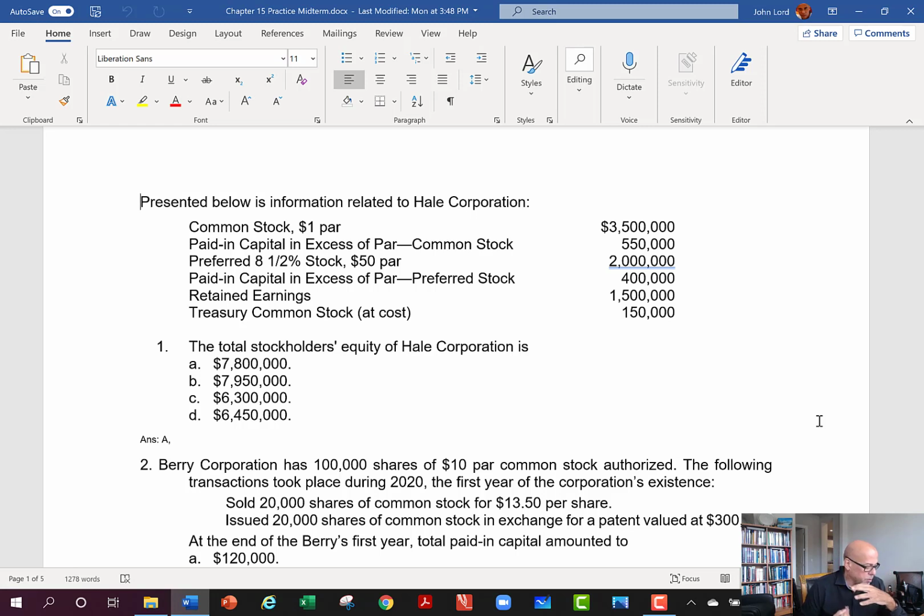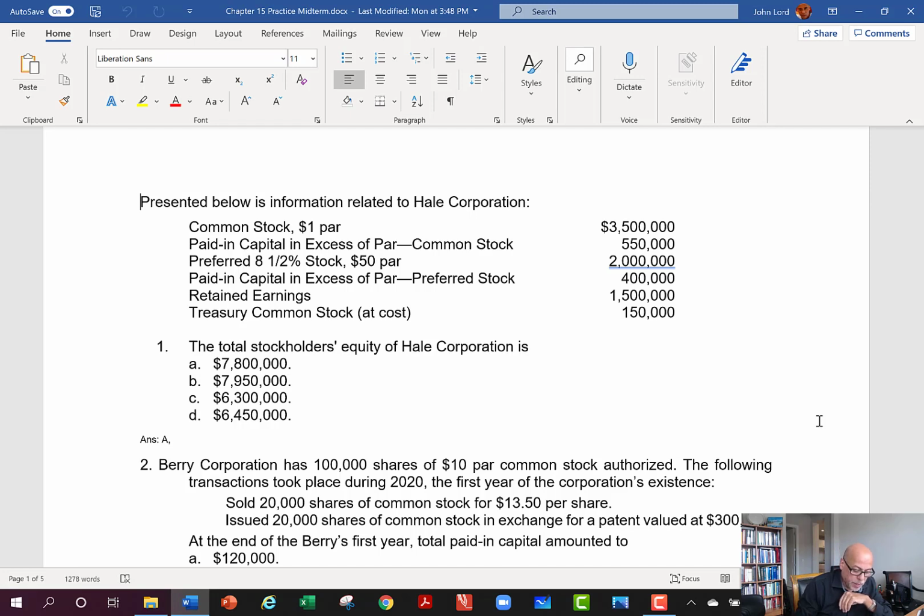Okay, so we're talking about stockholders' equity here, and when I work through these practice midterm questions myself in preparation for our discussion, I notice that I sometimes make the mistake of not being careful to see exactly what part of the stockholders' equity they are asking me about. Is it the entire stockholders' equity? Is it just common stock? Is it paid in capital, etc.? I think you're going to see that's an important theme here as we go through. Make sure you know what a question is asking you about the stockholders' equity.